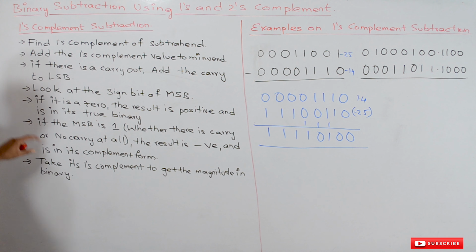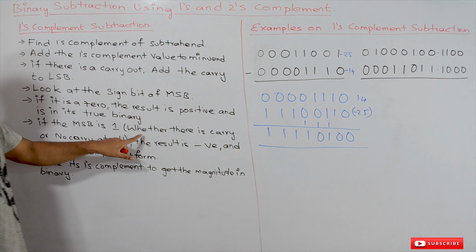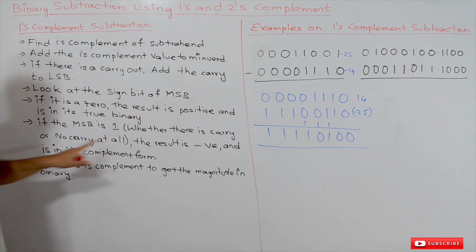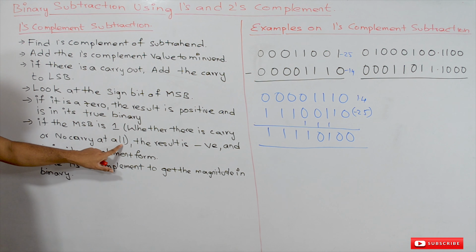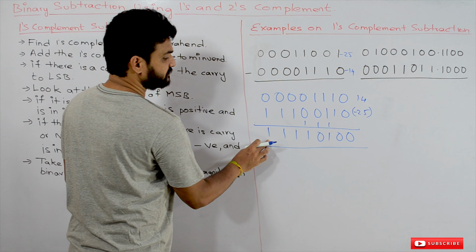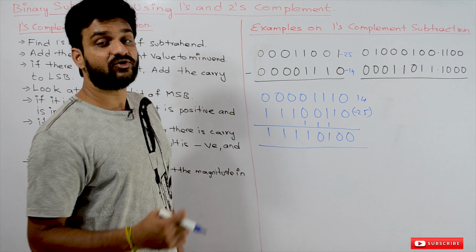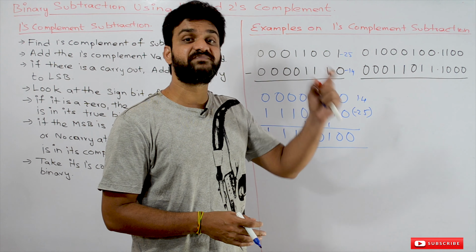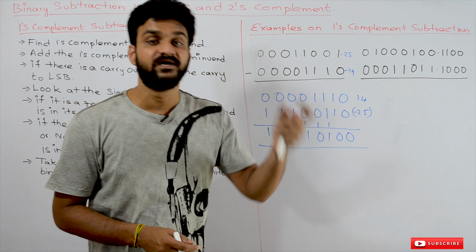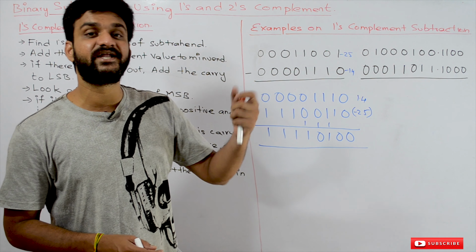Now what we have to do, if the MSB is 1, whether there is a carry or no carry at all, if the MSB is 1, then we know it is a negative number. MSB is 1 means the sign bit is 1. Sign bit is 1 means it is a negative number.